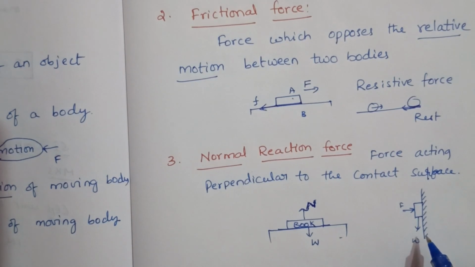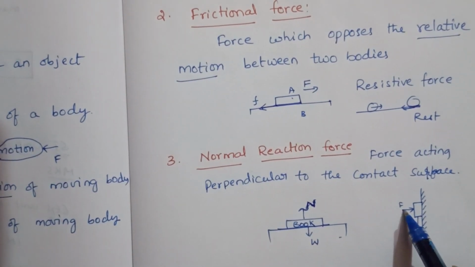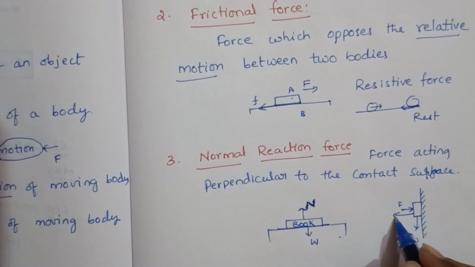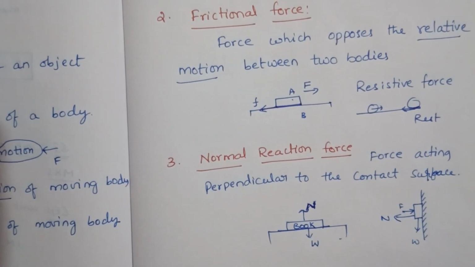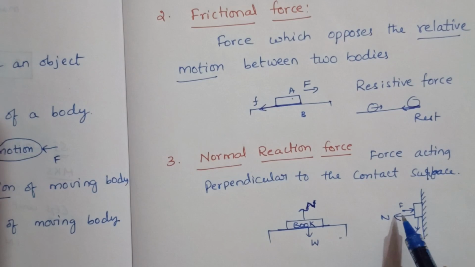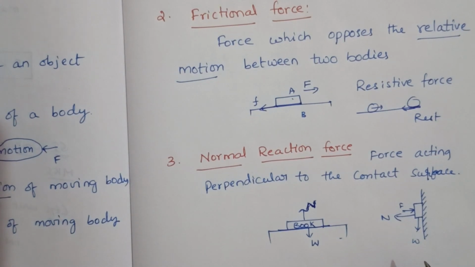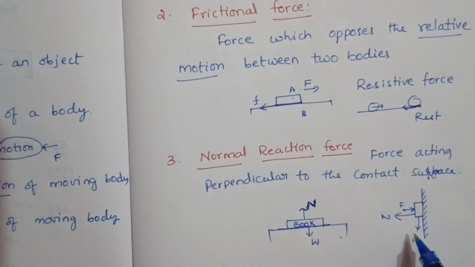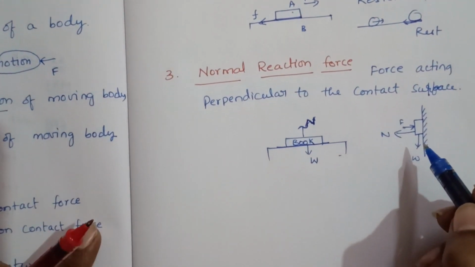What is the direction of normal force? This wall is applying a force opposite to the direction of my force. This is the normal reaction. In this case, normal force and weight are not in opposite directions, they are perpendicular. Sometimes it is perpendicular. Now some different cases we'll take.